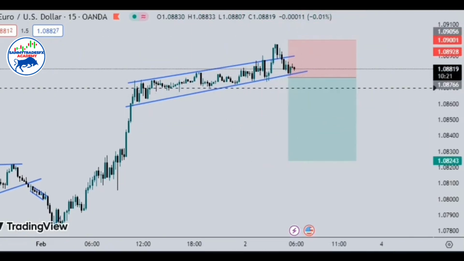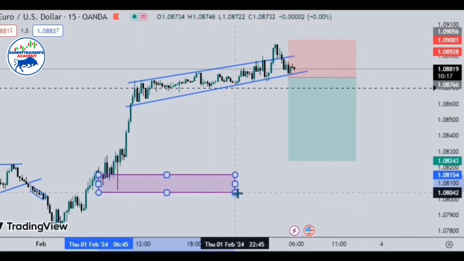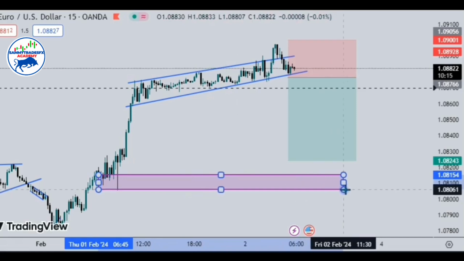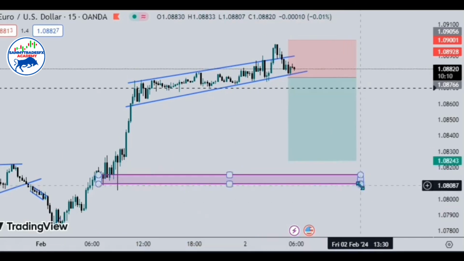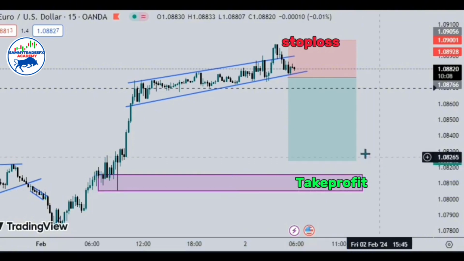So guys, I'm measuring how many pips I'm going to catch and measuring where to take my TP. Yeah, I marked my take profit at this spot. This was how I shorted Euro USD.